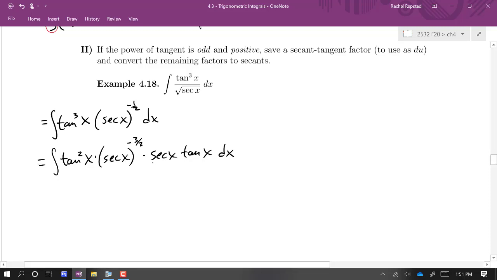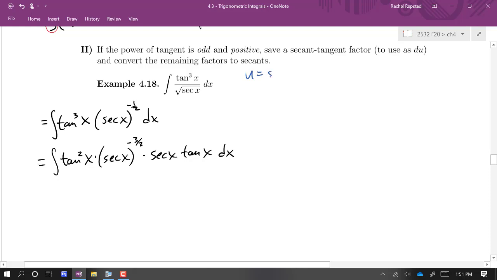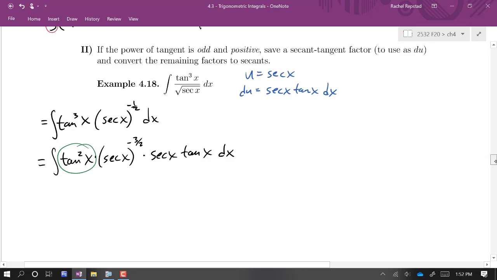So we're saving secant tan for the end, and as I mentioned before, that means we're thinking that our u is going to be secant x. So I'm just going to write that out. Now that means I want everything else written in terms of powers of secant. I'm pretty pleased with that secant to the minus 3/2, but we have got to do something about this tan squared. Again, I'm going to scroll back up to the previous problem because we know what that is. Tan squared plus 1 is secant squared, and that means that tan squared is secant squared minus 1.